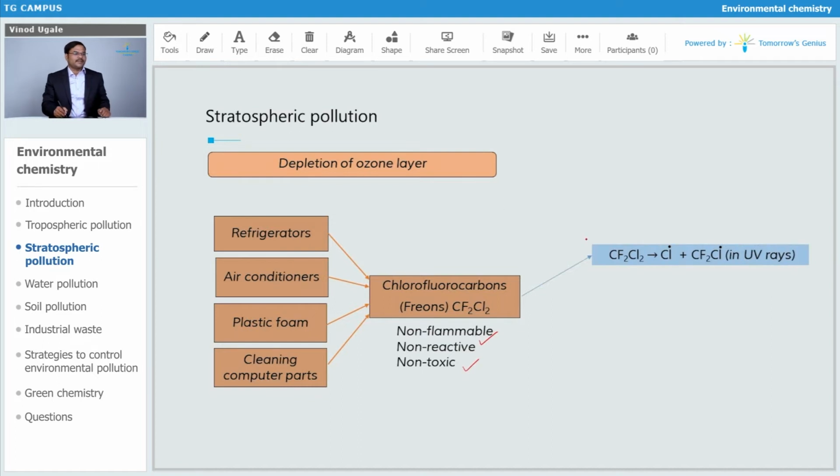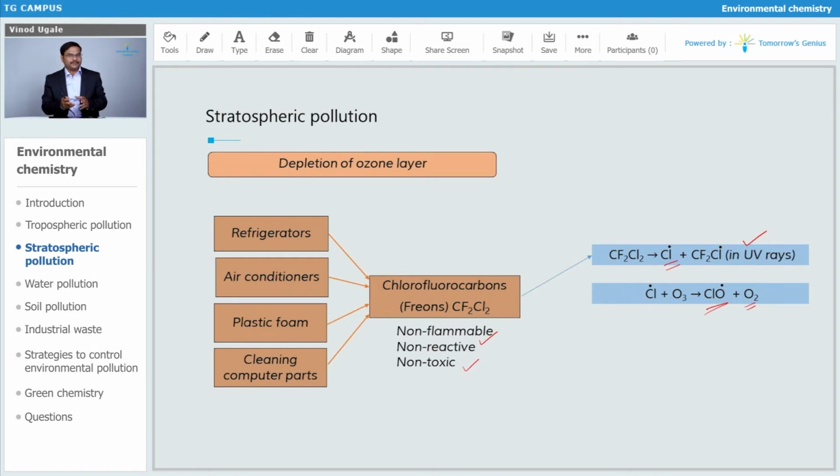So what happens there? What does chlorofluorocarbon do? We can see that when it reaches the stratosphere, it gets exposed to the UV rays and it can get homolytically cleaved, generating a chlorine radical. Now this chlorine radical can react with ozone to generate this radical and oxygen. So that is the reaction. Chlorofluorocarbons get homolytically cleaved and form a chlorine radical. That chlorine radical reacts with an ozone molecule and decomposes it.